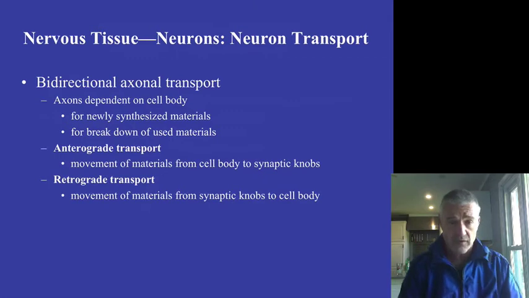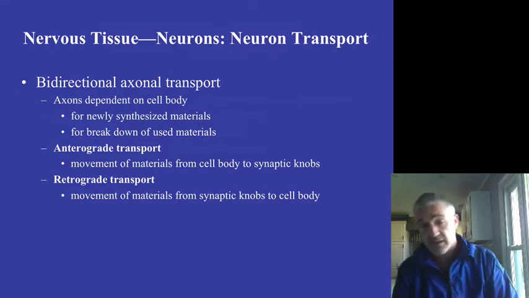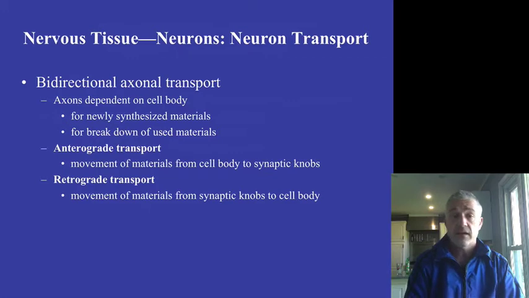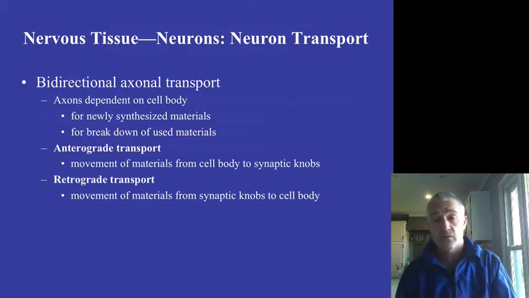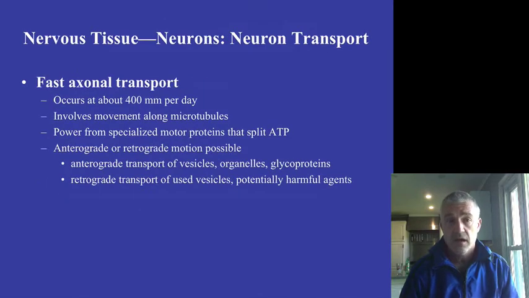So we are a lot of times going to be sending a lot of different things up and down this axon. If we're moving stuff from the cell body to the synaptic knobs, that is anterograde. If we're moving stuff back up from the end of the axon back, that is retrograde. And a lot of times we're going to be sending new materials up or bringing back broken down materials.